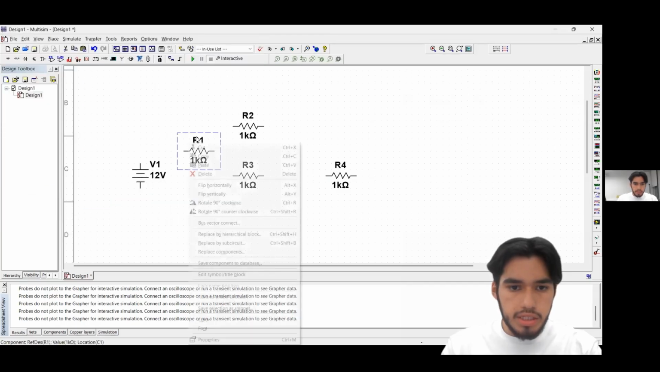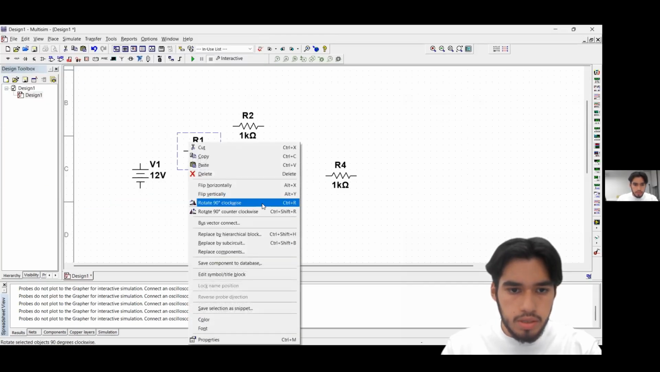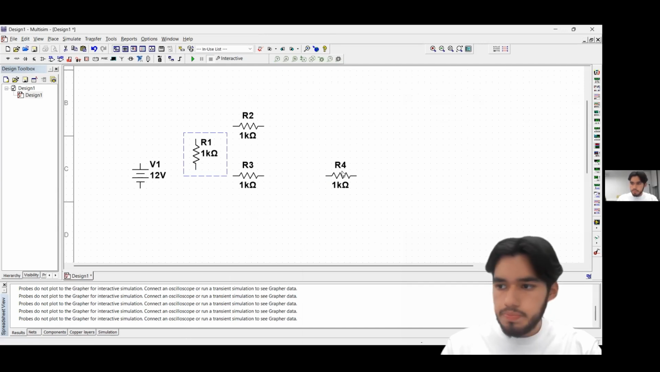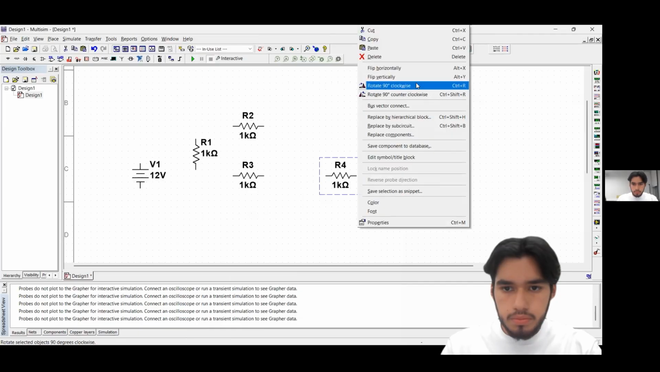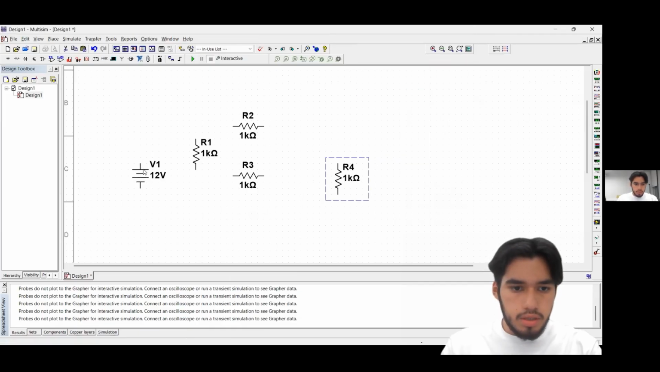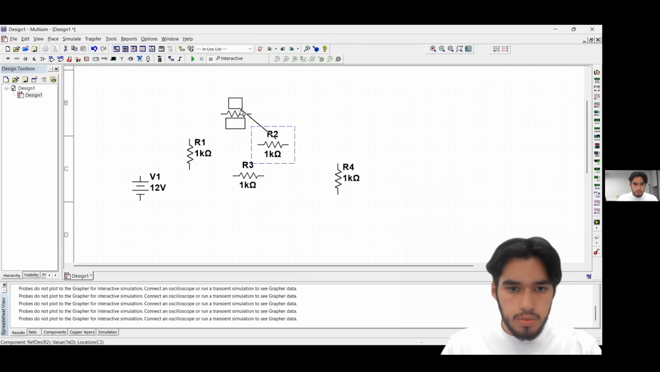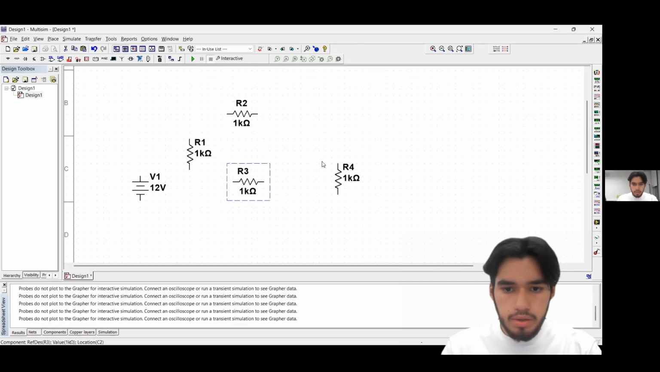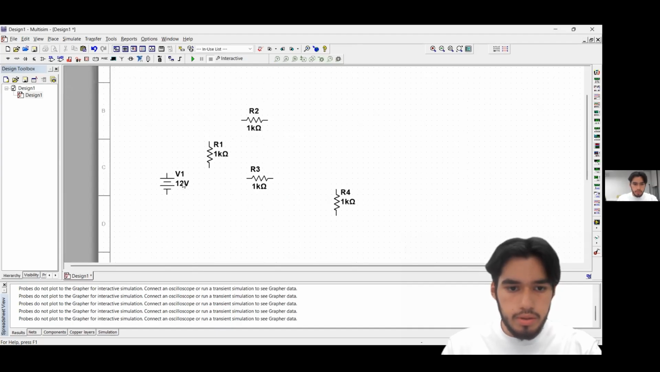We're gonna change the position of these ones. Clockwise. And this one clockwise. And this one is like here. This one is right here. This one is right here. This one more or less right here.